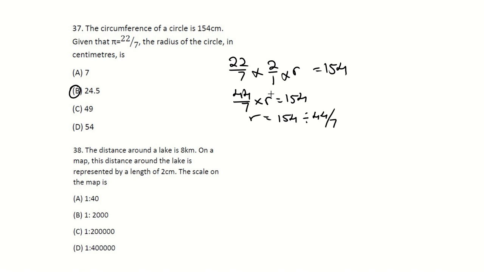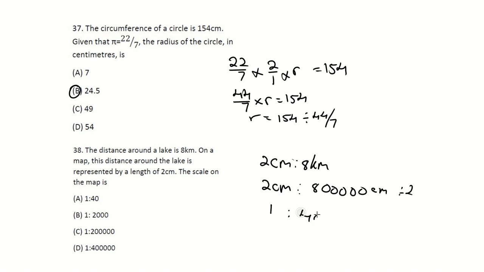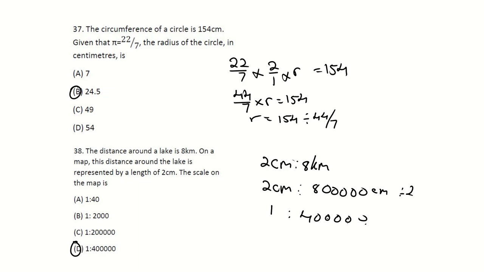Right, this is a repeated question. It was 2 centimeters to 8 kilometers, and I told you that we can't have centimeters and kilometers. We can't compare the two. So it's 2 centimeters to 800,000 centimeters. You divide both sides by 2, so you're going to get 1 to 400,000. So D is the answer. Alright, and that's the end of January 2023.